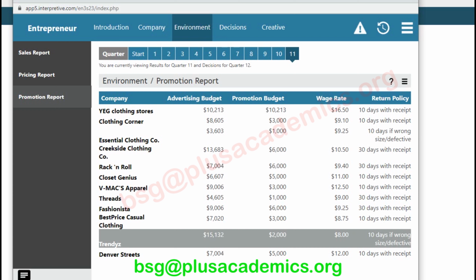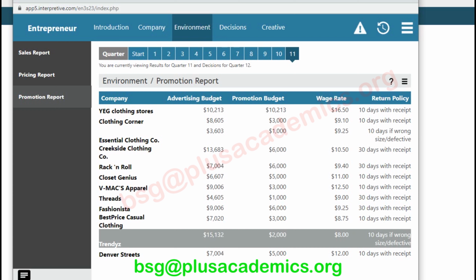Let's go see another company that is having a 30 days return policy. This is Rock and Roll. Rock and Roll, where is Rock and Roll? You can see they are also making a profit. Let's see which company is struggling.